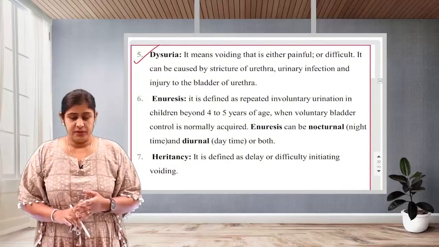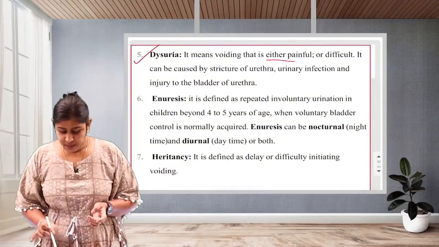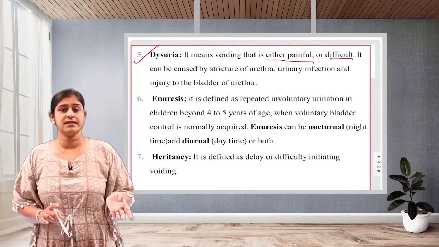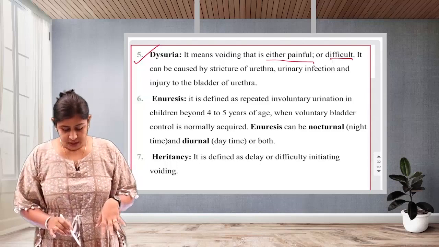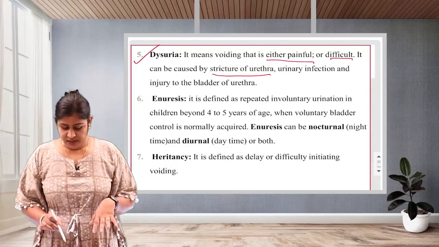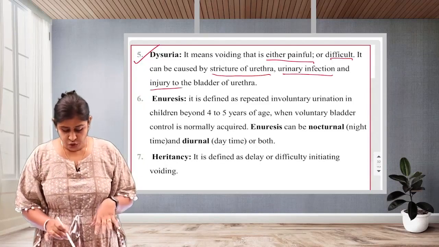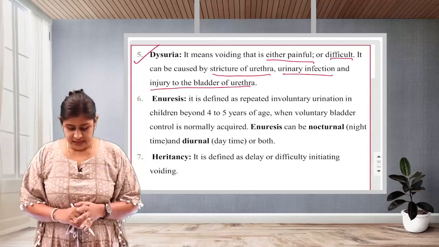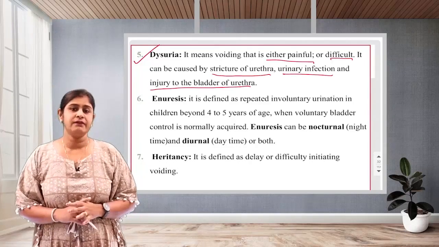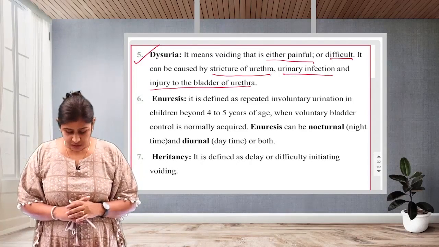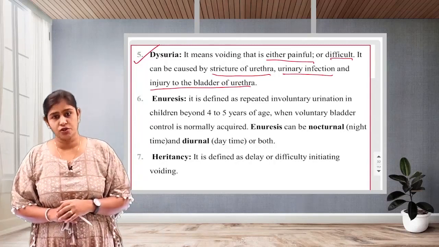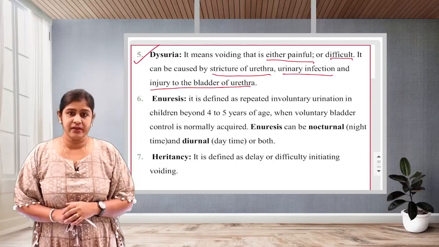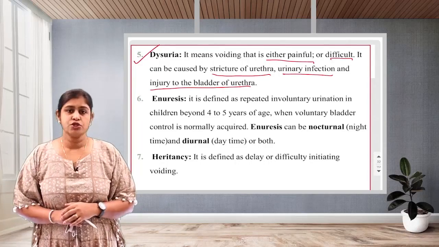Next is dysuria. Dysuria means voiding that is either painful or difficult. It can be caused by stricture of the urethra, urinary infections, and injury to the bladder or urethra. So in this the voiding will be painful and difficult, because it is caused by stricture of the urethra, urinary infections, or injury.